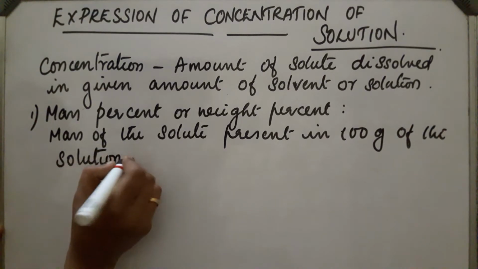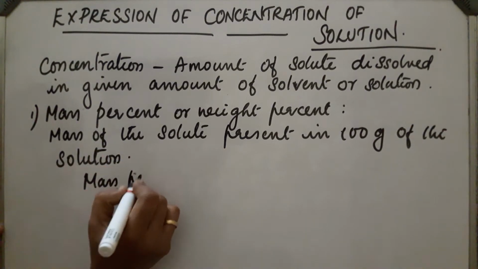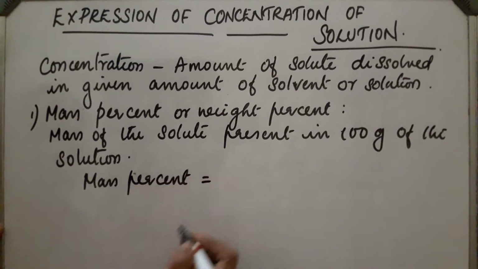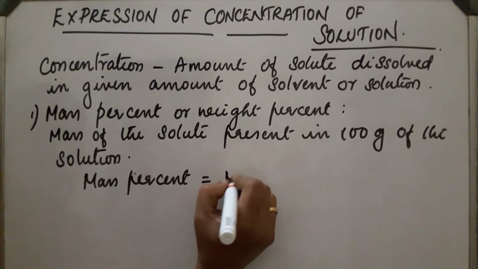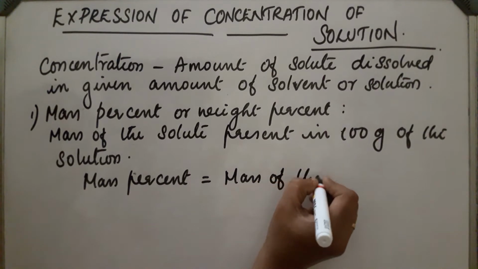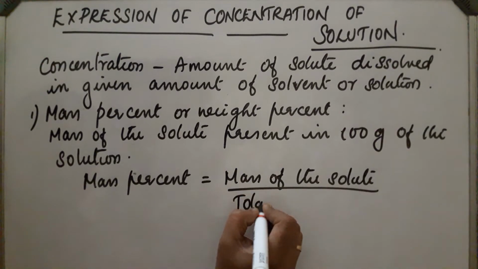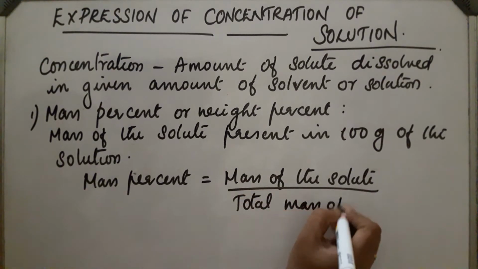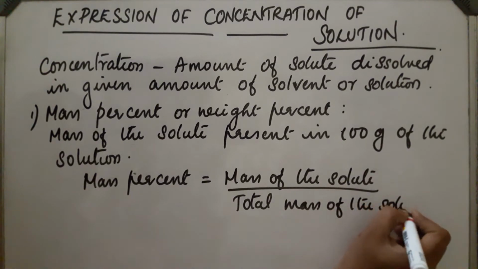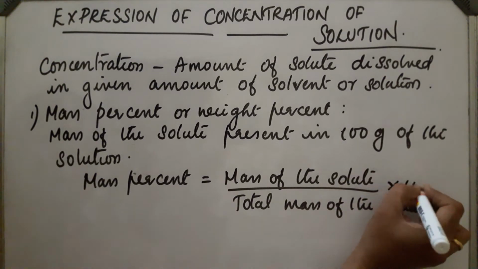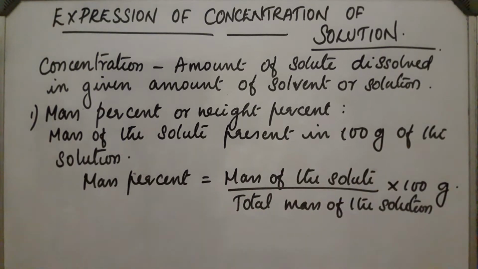So how can we express this as an equation? Mass percent is equal to the mass of the solute by the total mass of the solution, into 100. Like this we can calculate the mass percent. So mass percent means the mass of the solute present in 100 gram of the solution.